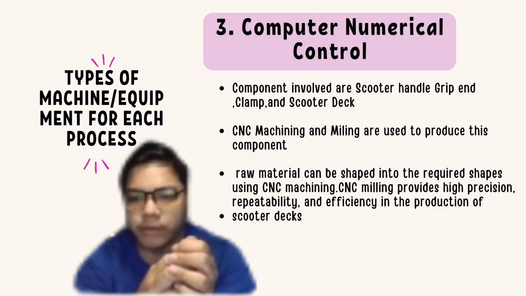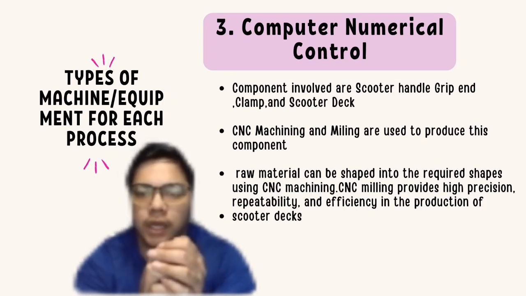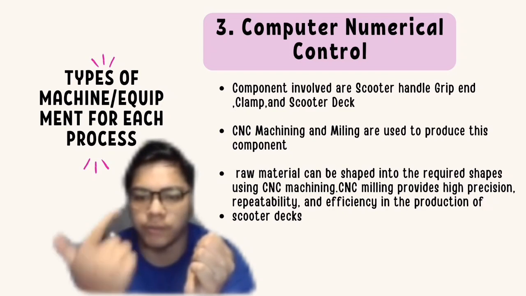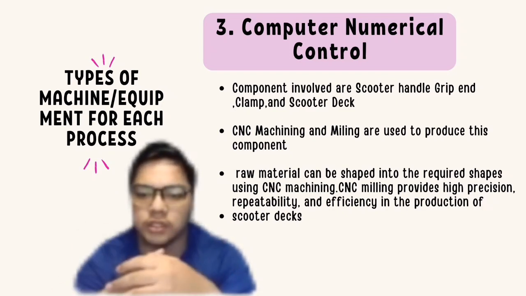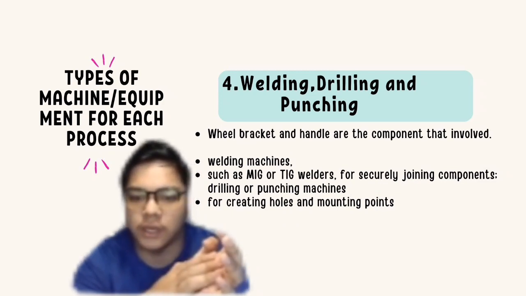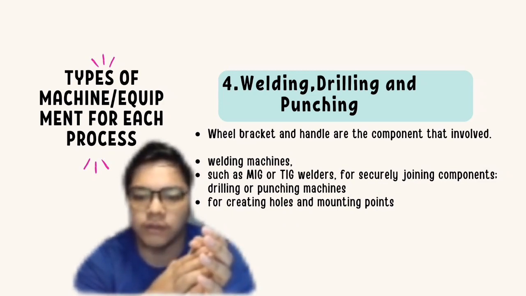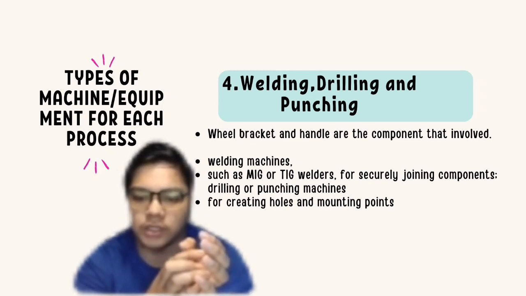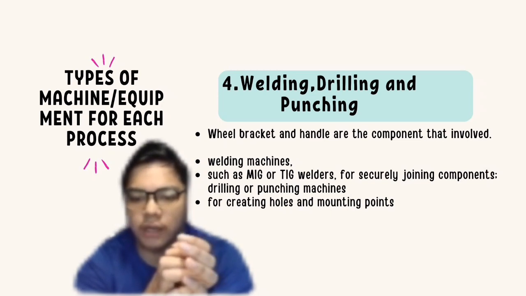So the third one is computer numerical control. The components involved are the scooter handle grip, clamp, and also the scooter deck. CNC machining and milling are used to produce these components. Raw material can be shaped into required shapes using CNC machining. CNC milling provides high precision, repeatability, and efficiency in the production of the scooter decks. For the fourth one, we're going to be looking at welding, drilling, and also punching. The wheel bracket and handle are the components that are involved. Welding machines such as MIG or TIG welders are used for securely joined components. Drilling or punching machines are also used for creating holes and mounting points.